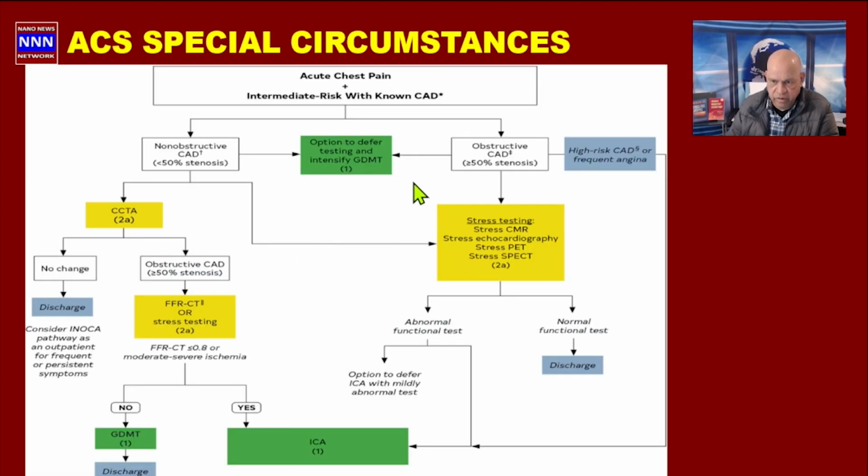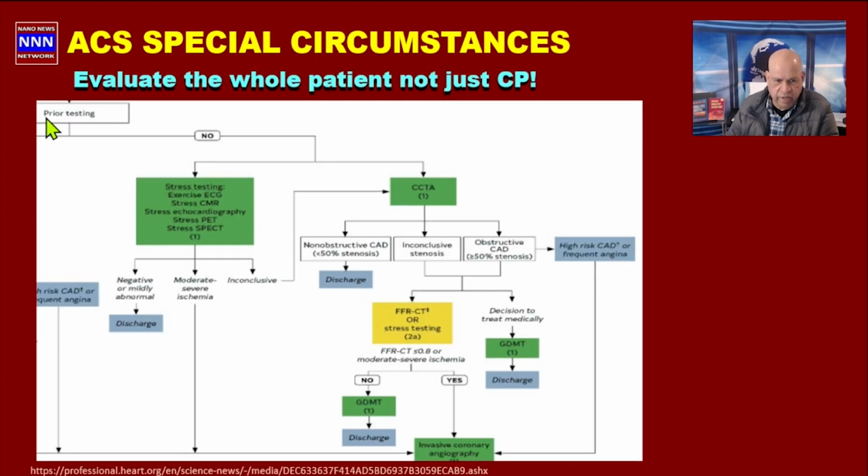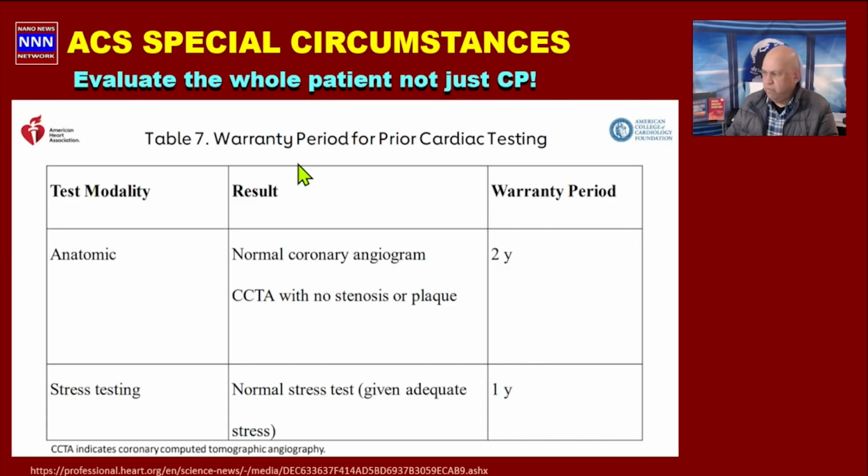And this is just an expansion of this. If they had no prior testing, which was from the original chart, this is just an expanded version of that one. So what if someone comes up with all these tests and everything turns out to be normal? Or you do a coronary angiography and the anatomy is normal, or CCTA with no evidence of stenosis or plaques. What is the warranty period? According to this article, the warranty period is only 2 years, whereas if a person had a normal stress test, the warranty period lasts for only 1 year. So let's keep those things in mind.